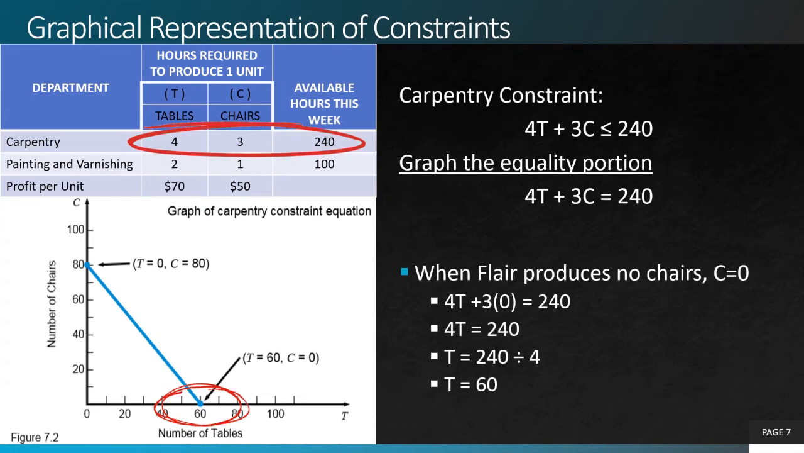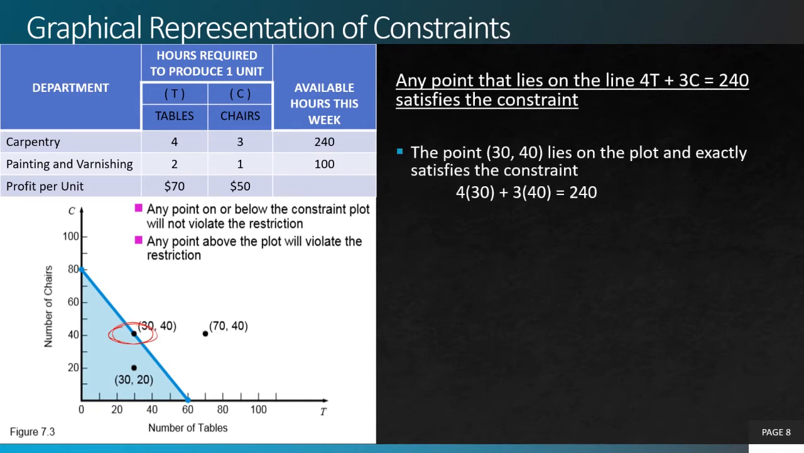Next is when Flair produces no chairs, so C equals 0. So 4T plus 3 times 0 equals 240. 4T equals 240. So T equals 240 divided by 4. So T equals 60. So this is now the graph.